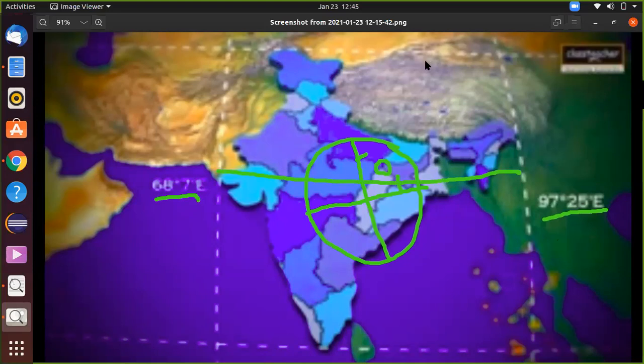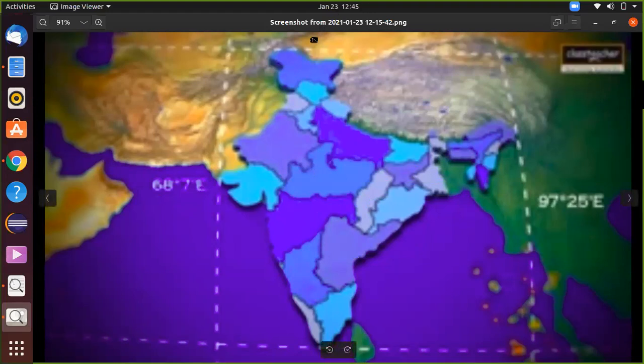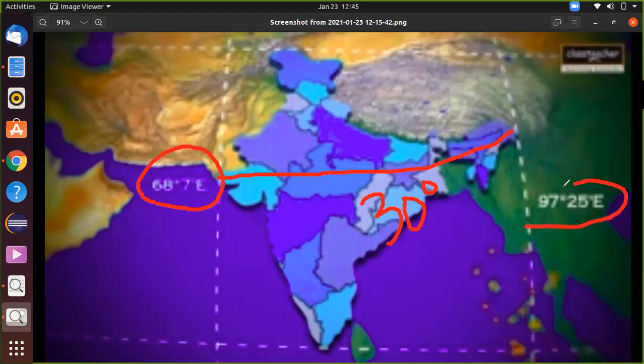Now, one more important point here is, we can say approximately, India, from the westernmost to the easternmost part, the difference is approximately 30 degrees. There is a difference of almost 30 degrees, because if you subtract this one from this one, it becomes near about 30 degrees.